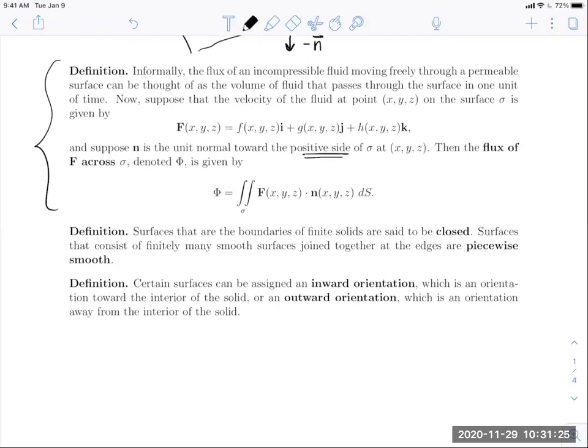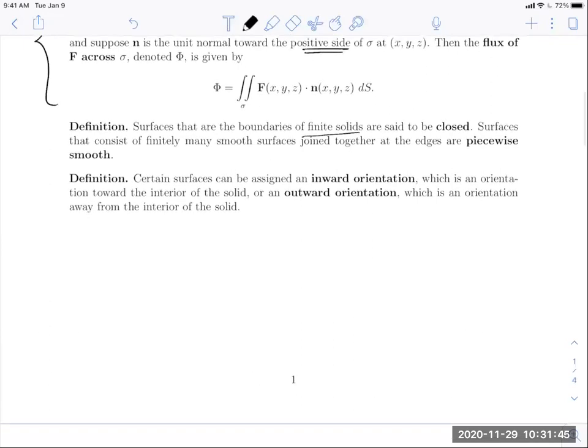First, surfaces that are the boundaries of finite solids are said to be closed, okay? So finite solids, just meaning that we have finite volume, right? Surfaces that consist of finitely many smooth surfaces joined together at the edges are piecewise smooth. Furthermore, we have a definition. Certain surfaces can be assigned an inward orientation, which is an orientation toward the interior of the solid, or an outward orientation, which is an orientation away from the interior of the solid. So let's draw a schematic diagram of a closed piecewise smooth surface with an outward orientation.